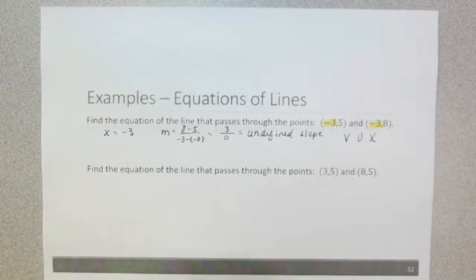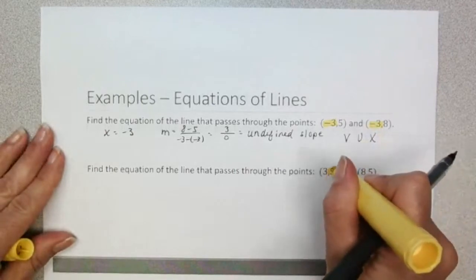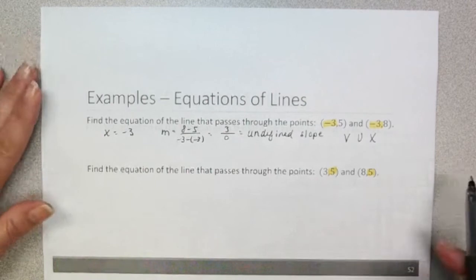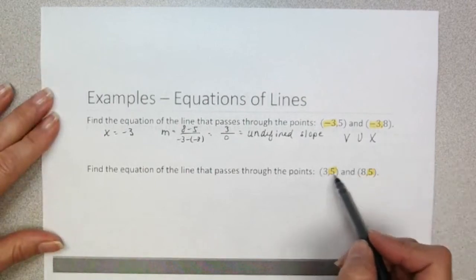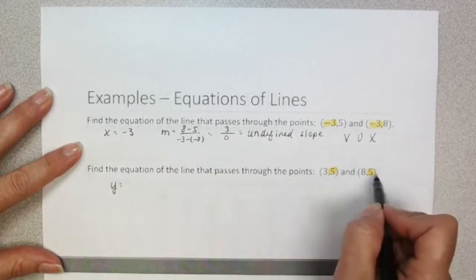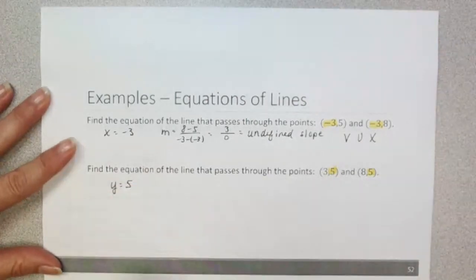Okay, in the second example here, the y's are the same. They're both 5. Well, I might remember that means that that's going to be a horizontal line, right? I might also notice that the y's are the same even when the x's are different, so that must mean the equation is y equals what the y always is, y equals 5.